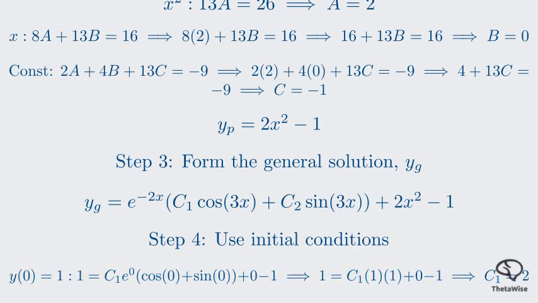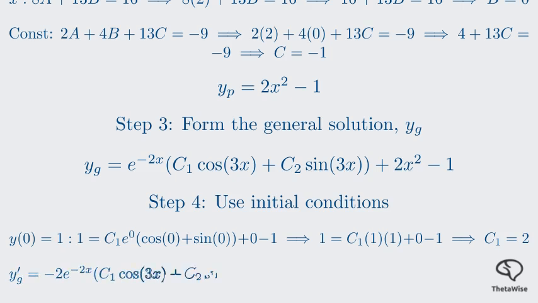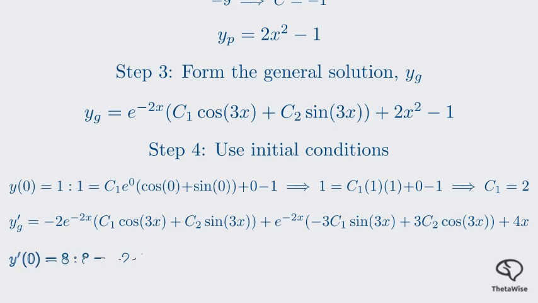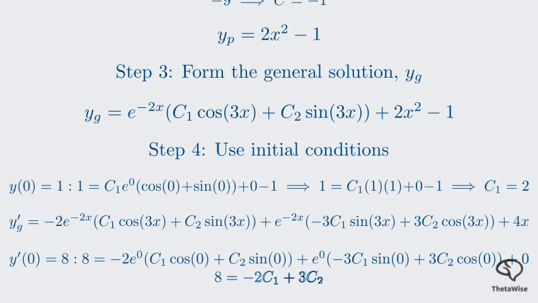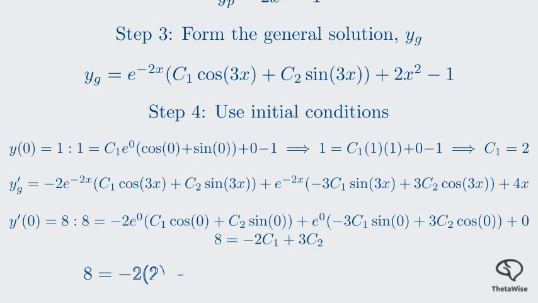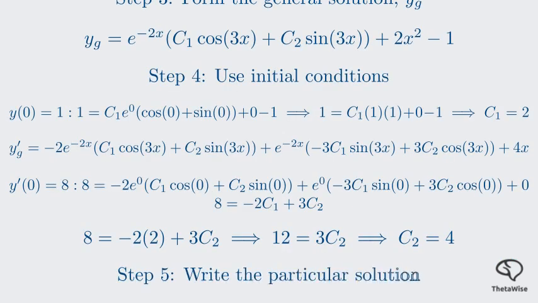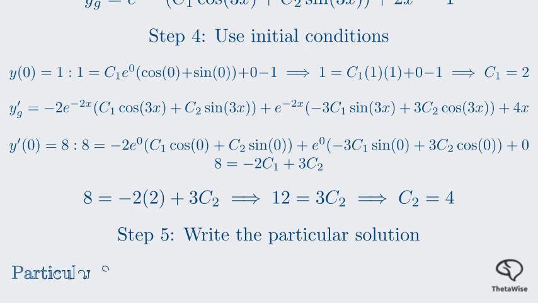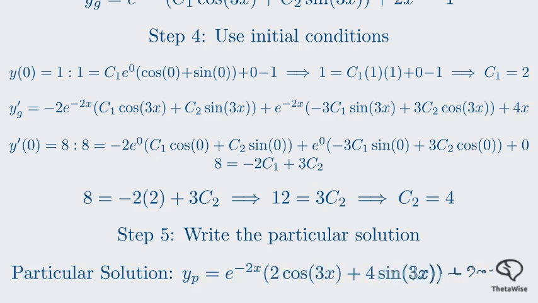Now we need y g prime. Differentiate y g using the product rule on the first term. This gives y g prime. With y'(0) = 8, substitute x equals 0: 8 equals negative 2c1 plus 3c2. We found c1 equals 0, so 8 equals 3c2 plus 0, which gives c2 equals 8/3. Step 5. Write the particular solution. Plugging c1 and c2 into the general solution gives y equals e to the negative 2x times the combination of cos 3x and sin 3x, plus 2x² plus 1.